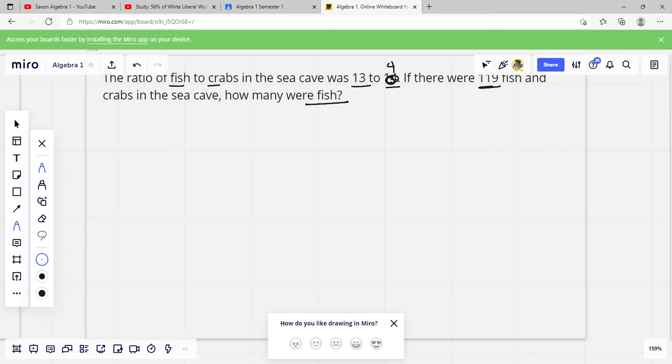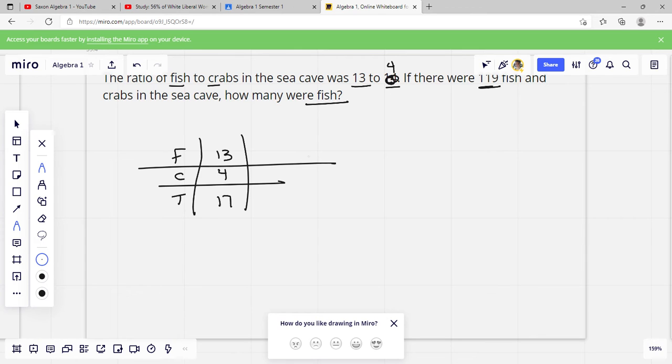Okay, it says if there's fish to crabs, so I've got fish to crabs to total. My fish is 13, my crabs is 4. If I add those together, I get 17. And I am looking for fish, so I'm going to put my X. Oh wait, I got 119 fish and crabs, so that's my total on the bottom. And then I'm looking for my number of fish, so I put my X up there, and I cross out this middle one. So I'm going to have 13 over 17 equals X over 119.